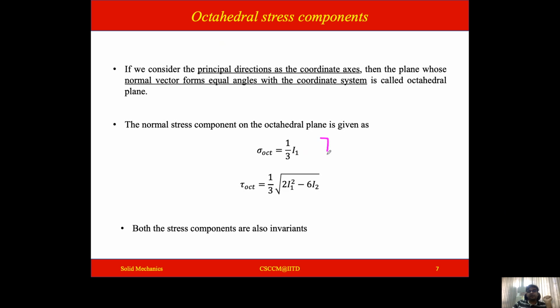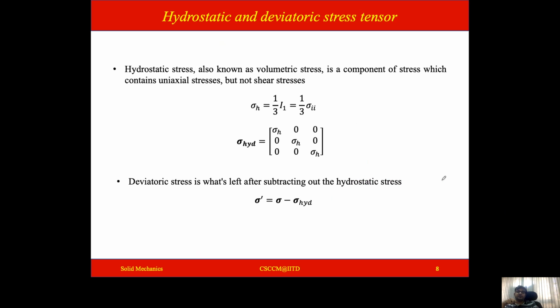Now what can you tell from here? See I1, I2, both of these are invariant, which means both these stress components are also invariants. So sigma oct and tau oct are also invariants, right? So that was one important concept.